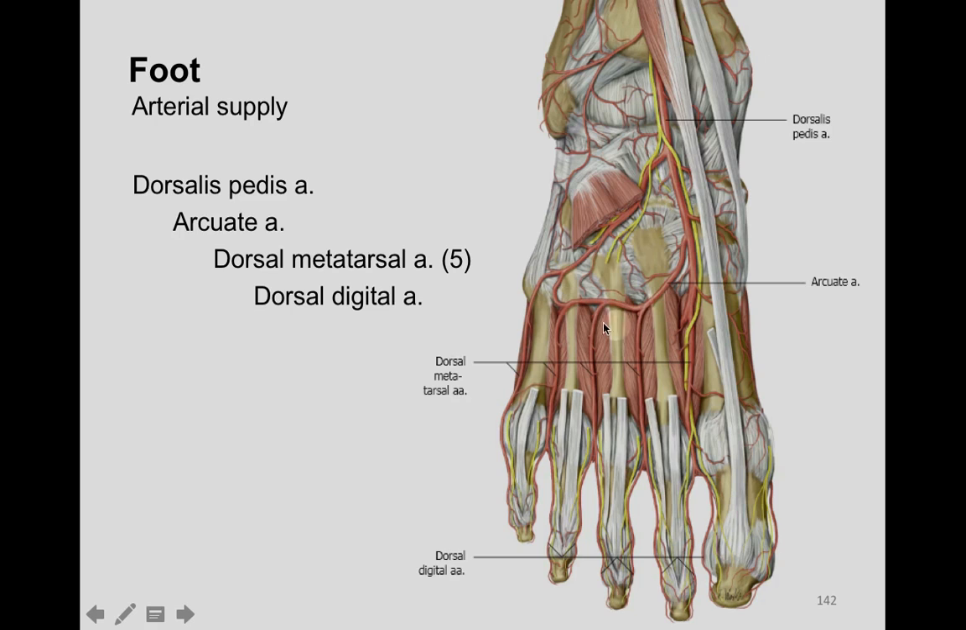So what I'm trying to say here is that the dorsalis pedis will continue beyond the point at which the arcuate artery arises. Then from the arcuate artery, we have dorsal metatarsal arteries, the second, third, fourth, and fifth. Technically, the first dorsal metatarsal artery is a branch of the dorsalis pedis. And from dorsal metatarsal arteries, which are in line with the metatarsal bones, we will find that they will split at the phalanges into dorsal digital arteries.